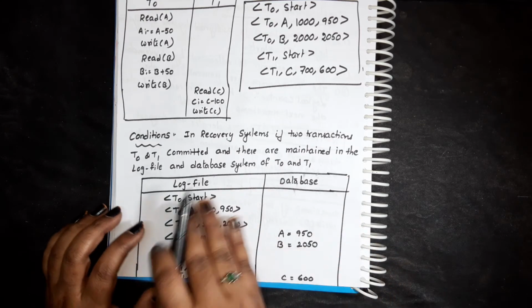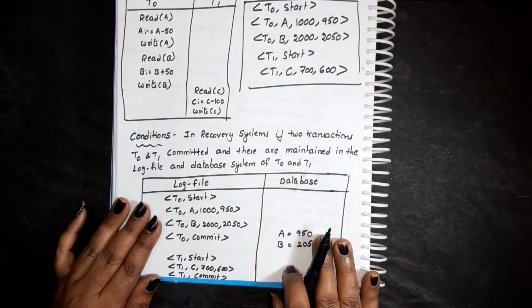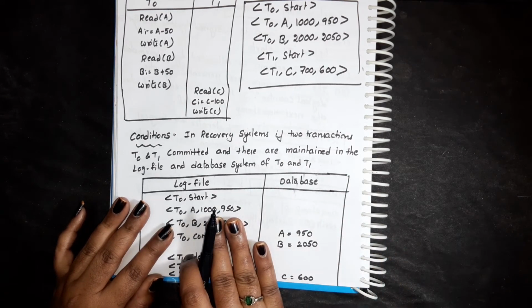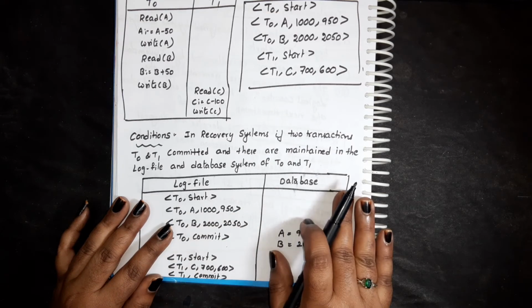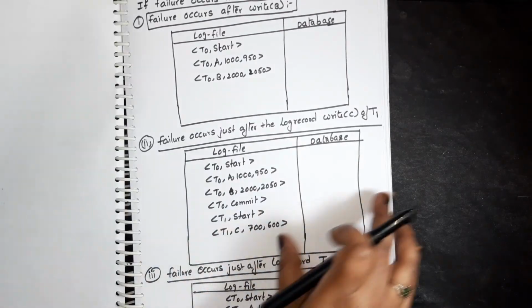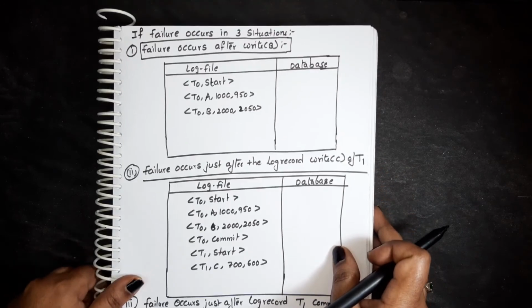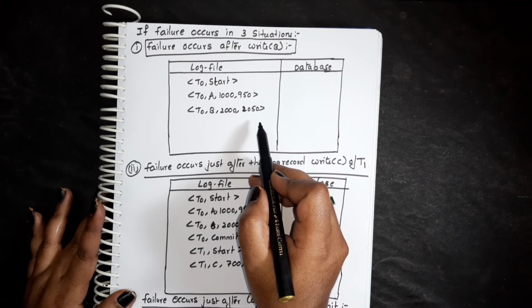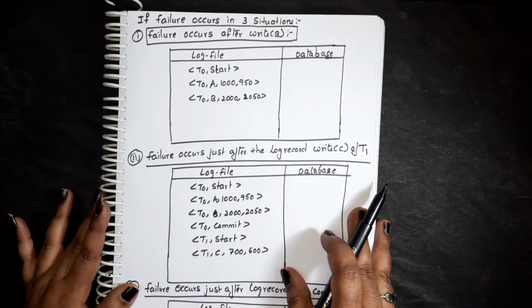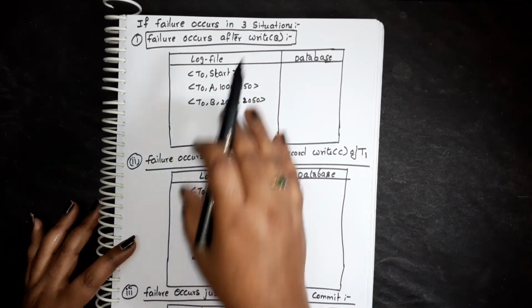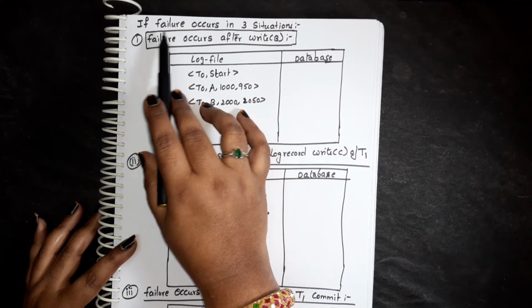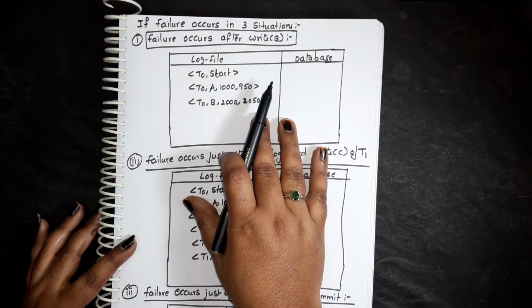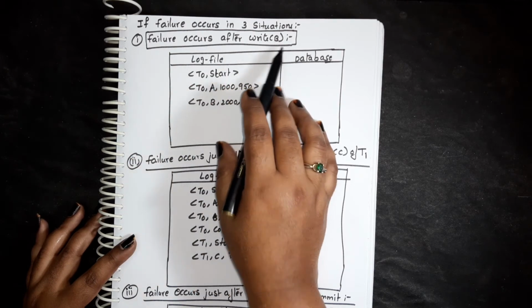So this is what exactly defines the database values, whenever we create the log file, and we should see what happens whenever any failure occurs. In which situation the failure occurs, how you can recover, and when you will execute the redo operation and when you will execute the undo operation. We are going to define three conditions. In the first situation, a failure occurs in three situations. The first condition is failure occurs after write of B.